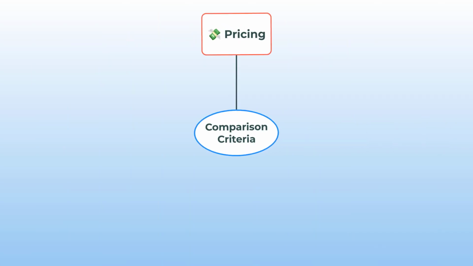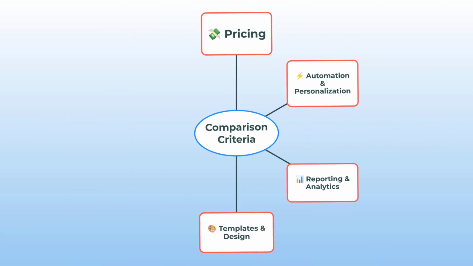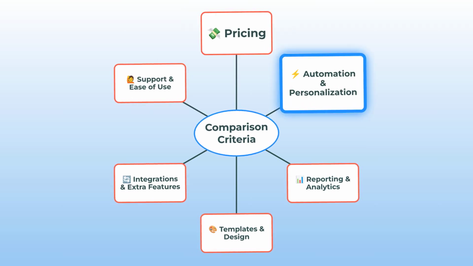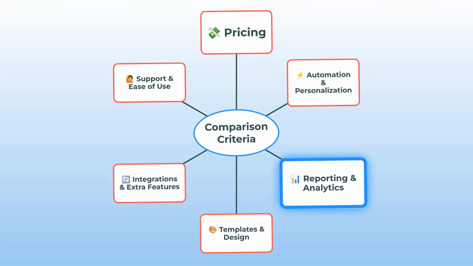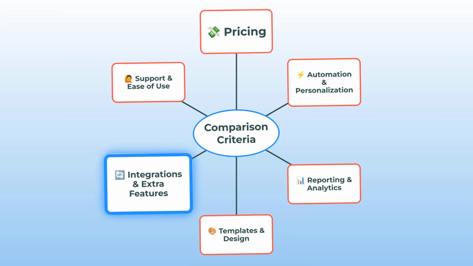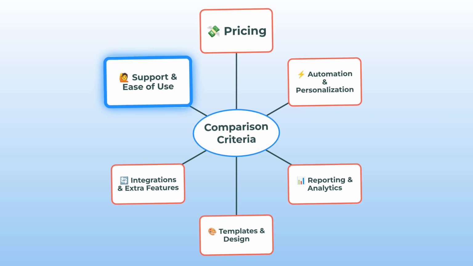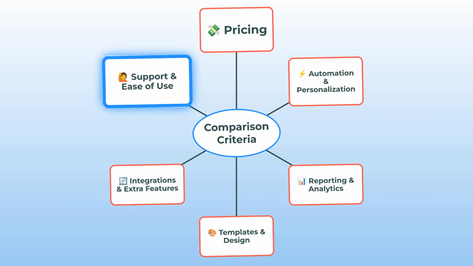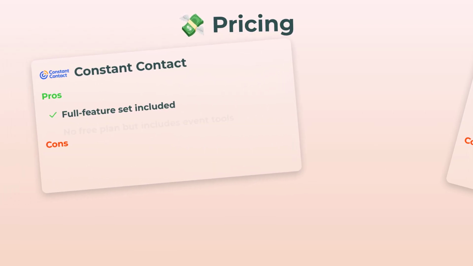Okay, before we jump in, let's look at what categories we're comparing today. We've got pricing, automation and personalization, reporting and analytics, templates and design, integrations and extra features, and of course, support and ease of use. That's pretty much everything that matters when picking your next digital marketing tool. All right, let's kick things off with pricing.